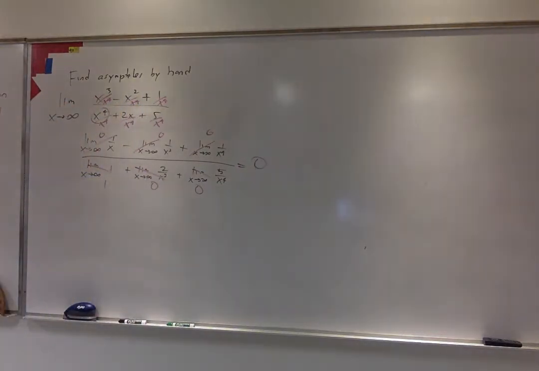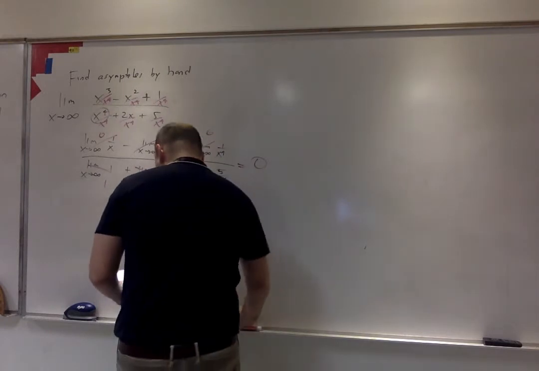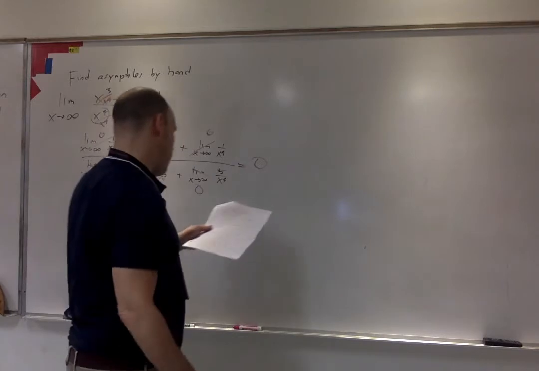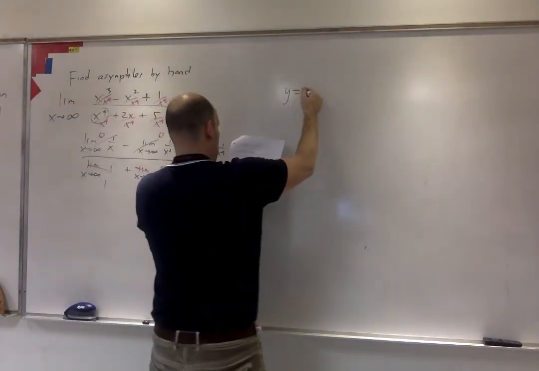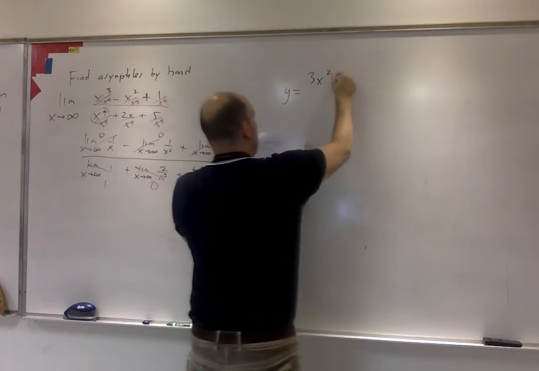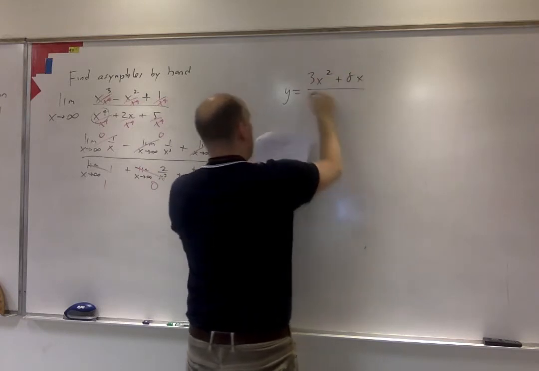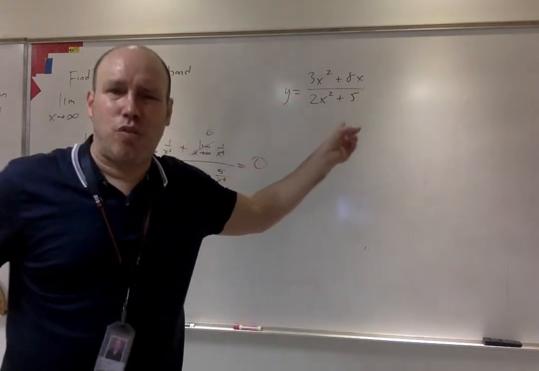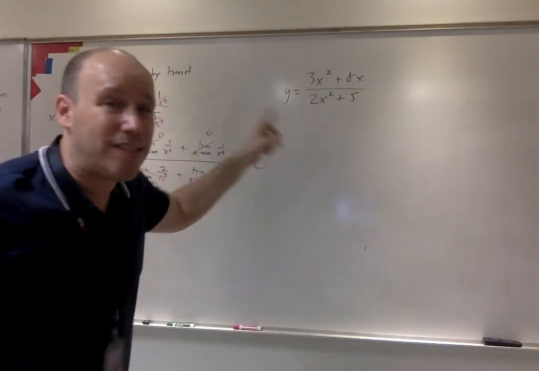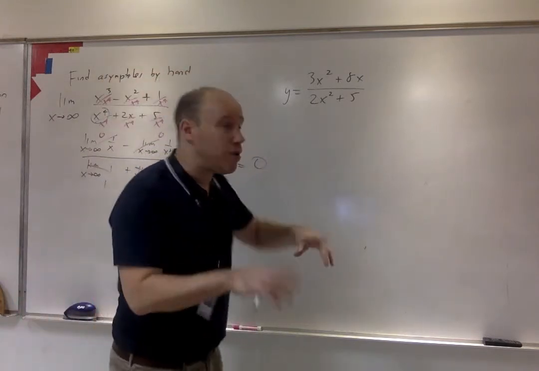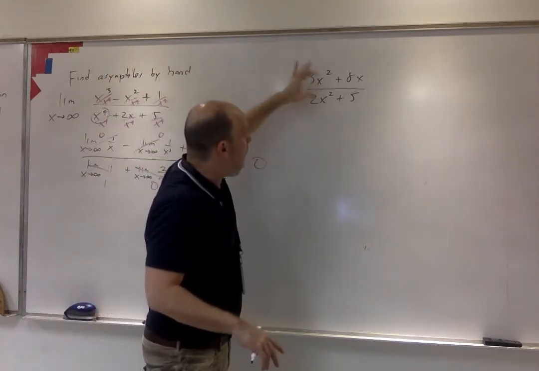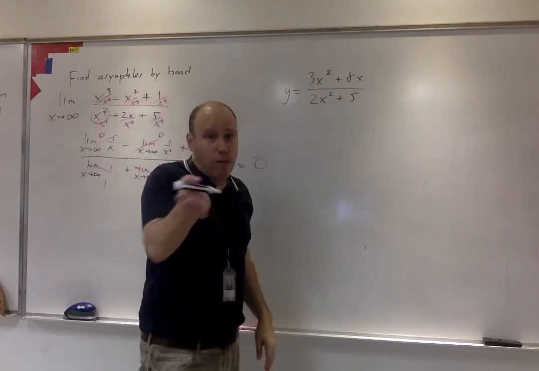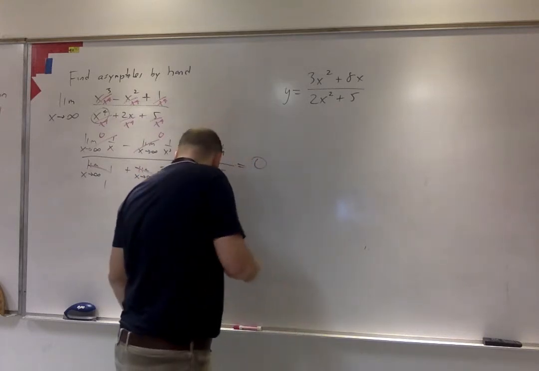Let's try another one. y equals 3x squared plus 8x over 2x squared plus 5. So you might say, hey, Mr. Ruther, I know how to do this by inspection. I can look at that. I know exactly the answer is 3 over 2 because in the numerator and the denominator, the highest is x squared, and so it's like this race, and so it's 3 over 2. True, not elegant. So what do we do?